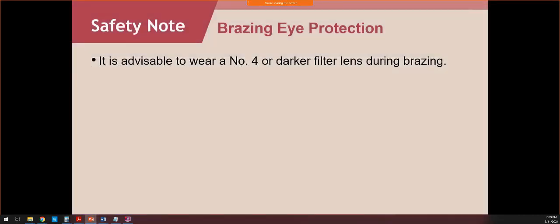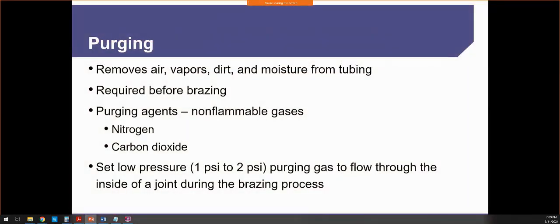It's advisable to wear number 4 darker filter lens during brazing. Brazing is much higher, so we may want some darker eye protection.